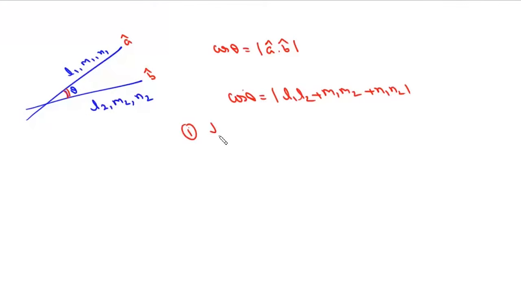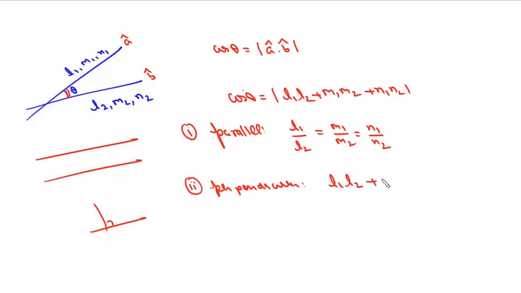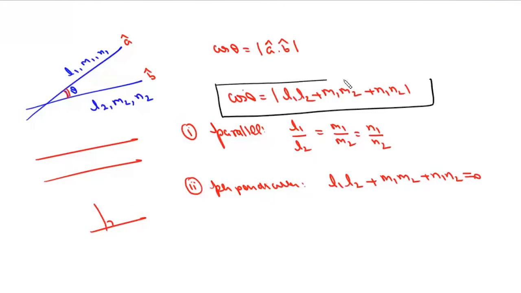Now if these two lines are parallel, then their direction ratios will be proportional. So we'll have the condition that l1 upon l2 is equal to m1 upon m2 is equal to n1 upon n2. And if these two lines are perpendicular, then their dot product will be 0, since cos 90 is 0. Then we'll have l1 l2 plus m1 m2 plus n1 n2 equals 0. So if we have direction cosines of two lines, we can find the angle between them using this formula.